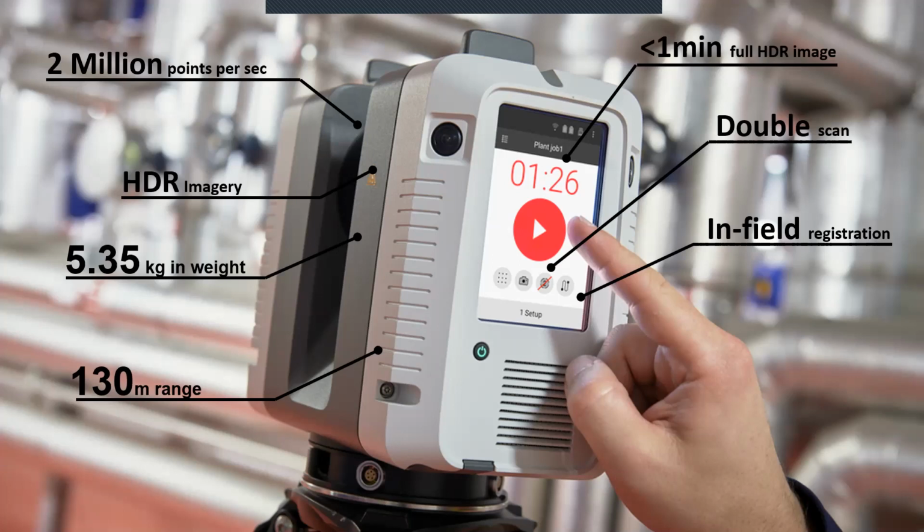So for all those kinds of situations, now the RTC 360 allows you to take your measurements of the buildings and capture them in a double scan mode where you can remove all the moving objects, all the moving labor and construction workers around the area, and you don't have their images in the scene.